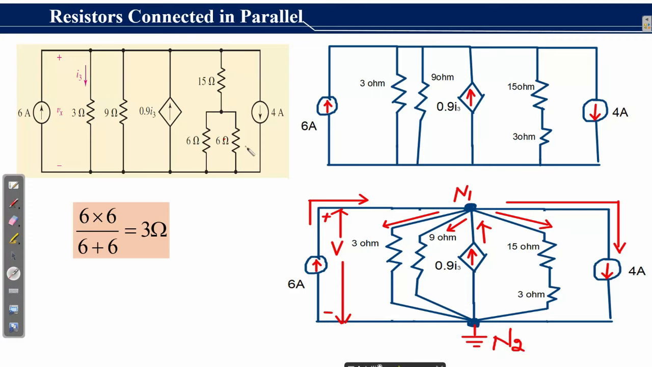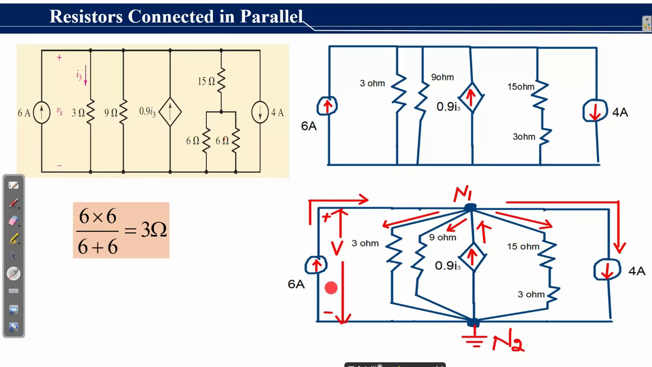You can see here that I have redrawn this circuit as shown here. I solved the parallel combination of this 6 ohm and 6 ohm resistor by using this expression, 6 into 6 over 6 plus 6 is equal to 3 ohm. I then redrew this circuit as shown here in order to further clarify the above circuit. I clearly labeled two nodes, N1 here and N2 here. I further labeled the current directions which are entering this node and leaving this node.